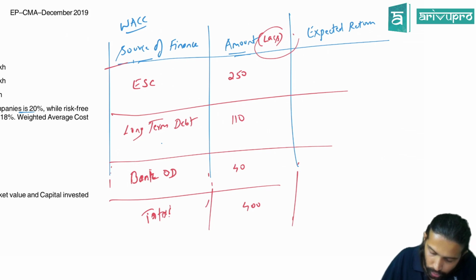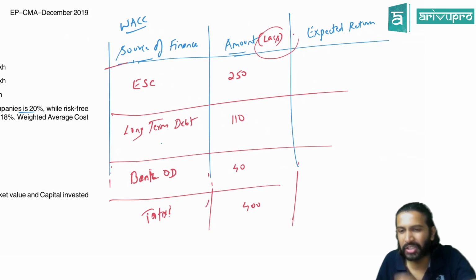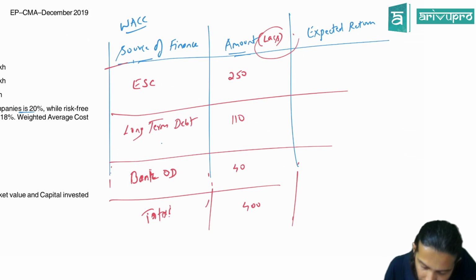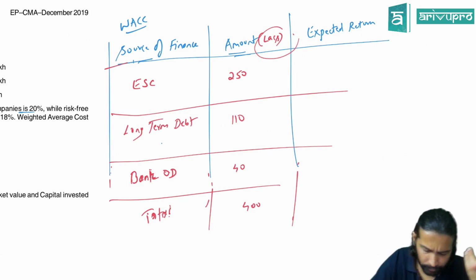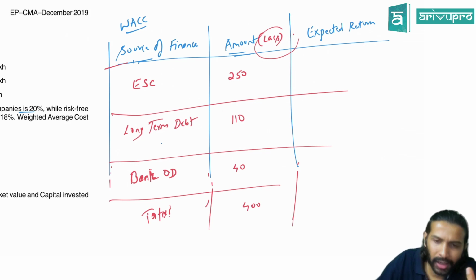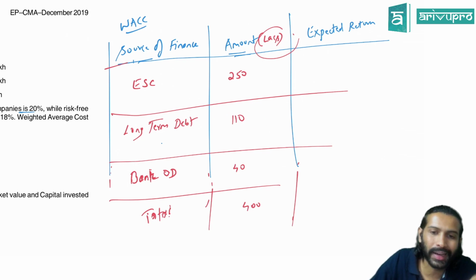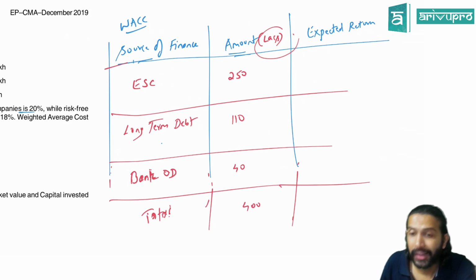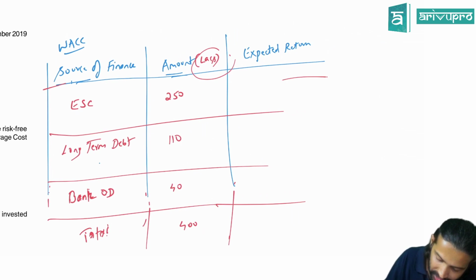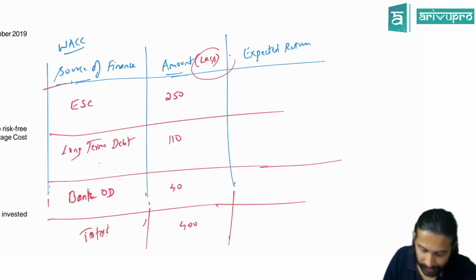If you have taken source of finance from somebody, somebody will expect some return. If equity shareholders have given you 250 lakhs, they will expect some dividend. Long-term debt means bank loan, debentures and all. If you have taken debentures, debenture holders will expect interest. On bank overdraft, bank people will expect interest. That only I'm calling as expected return. How much the providers of finance are expecting.